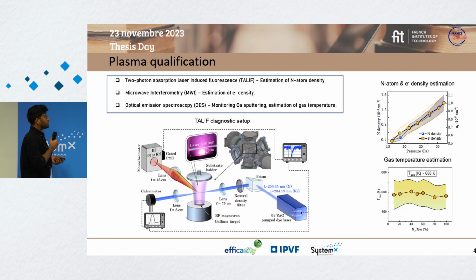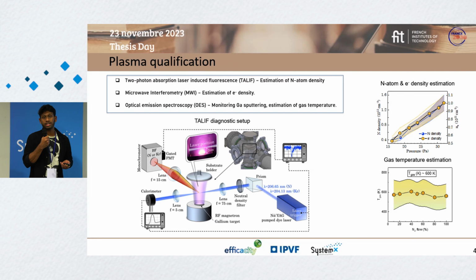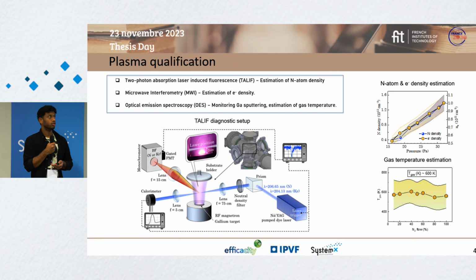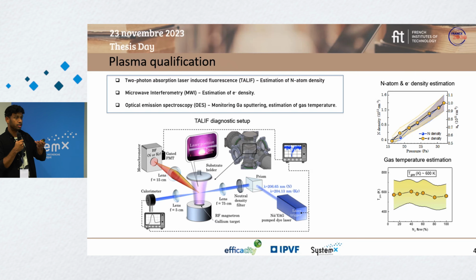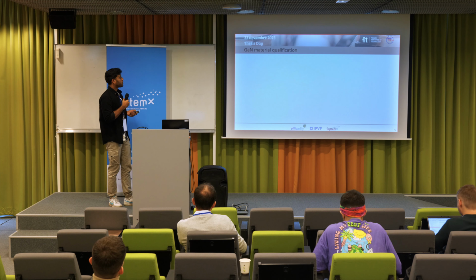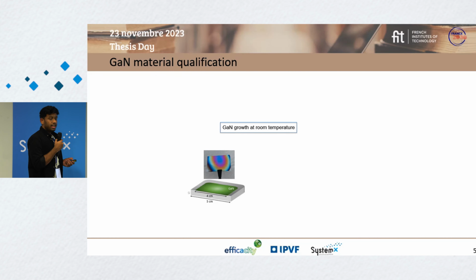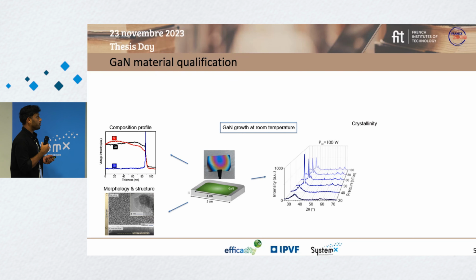And similarly, we use microwave interferometry to estimate electron density, and optical emission spectroscopy to analyze various processes, such as monitoring the sputtering of gallium, identifying any contamination in the plasma, such as oxygen species, or even estimation of gas temperatures.